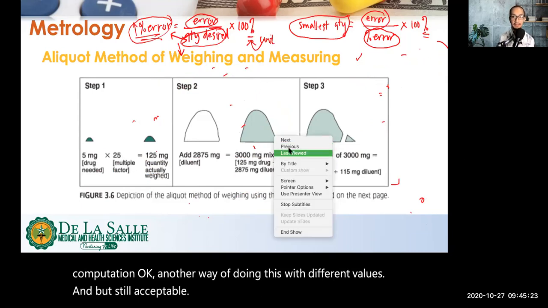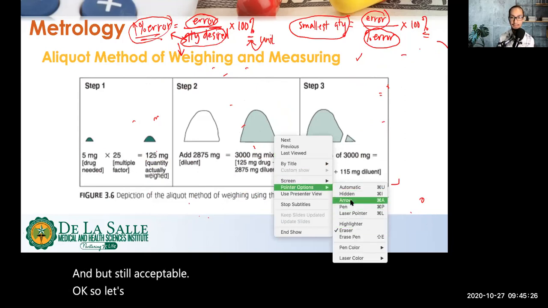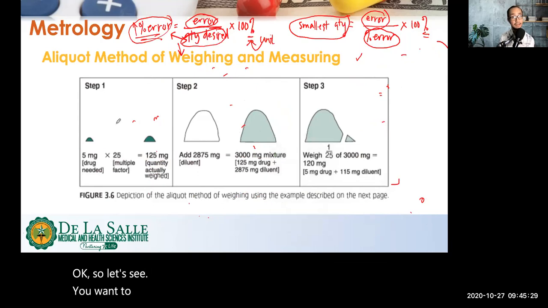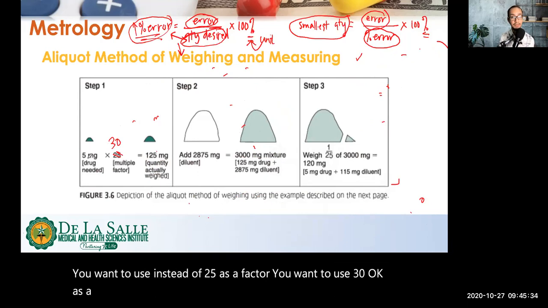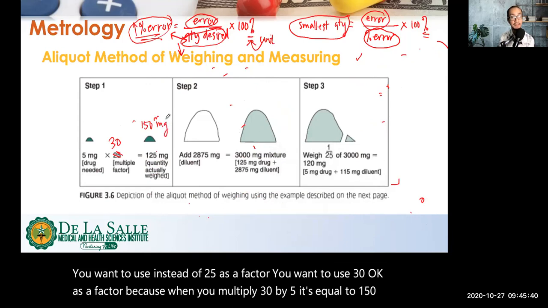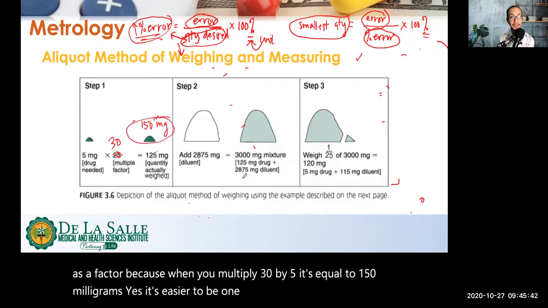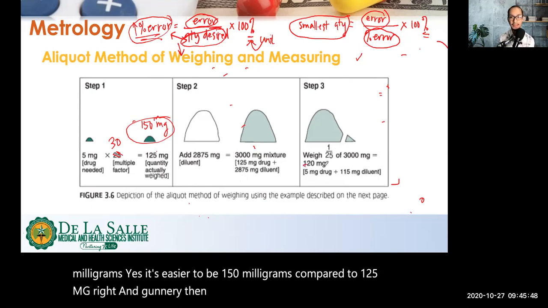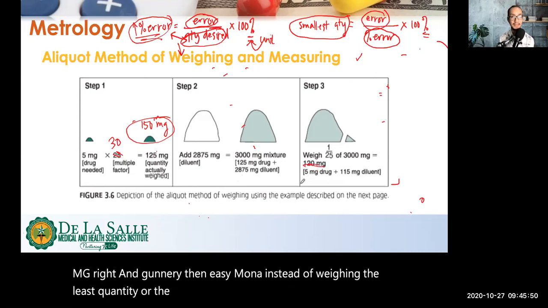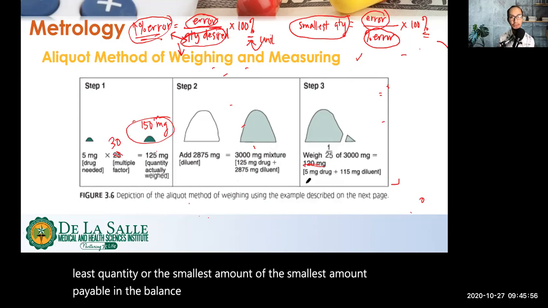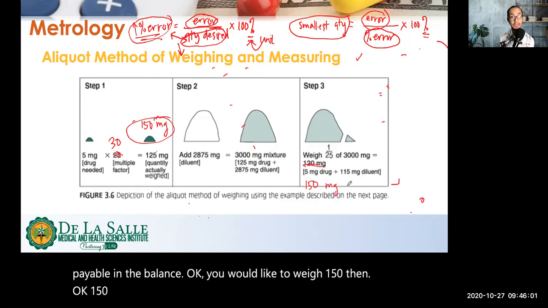Okay. So let's say, no, instead of 25 as a factor, you want to use 30 as a factor, because when you multiply 30 by 5, it's equal to 150 milligrams. Yes, it's easier to weigh 150 milligrams compared to 125 milligrams, right? And say you thought that instead of weighing the smallest amount weighable in the balance, you would like to weigh 150 milligrams of the mixture in the end.